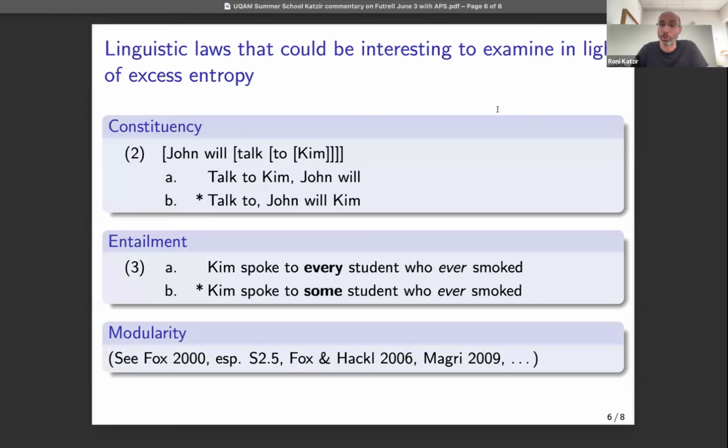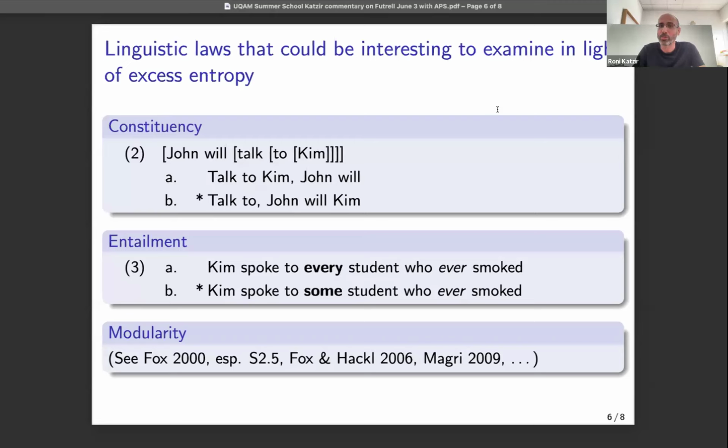And lots of things in language are sensitive to that. So when we put something at the beginning of the sentence, as in 2a, talk to Kim, John will, that's something that's well bracketed, that respects the bracketing of John will talk to Kim. Again, there are different ways to cash this out. If we try to put something at the beginning of the sentence that doesn't correspond to that, like talk to John will Kim, that's not okay. Now, I don't know if something like minimizing excess entropy can explain that. I think it's interesting. I think the paper itself hints at some things in this direction. I think it might work. I don't know.